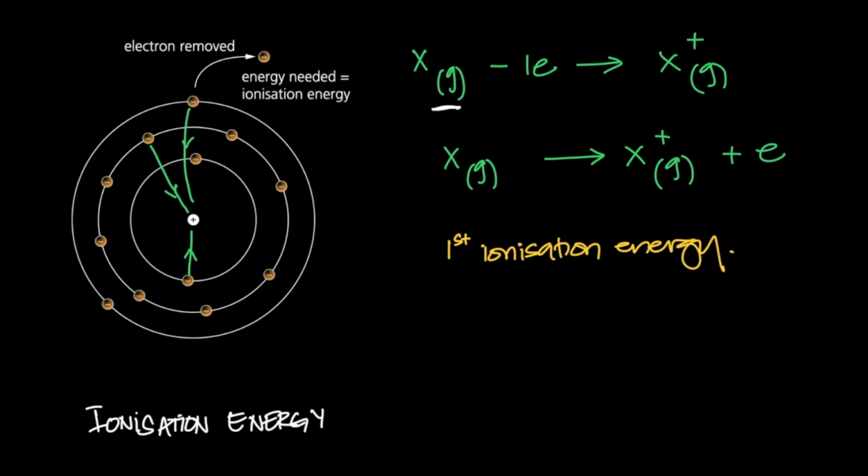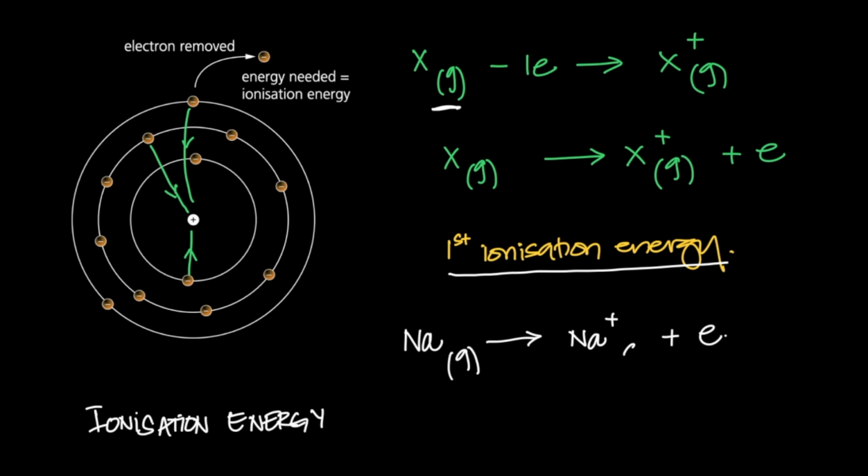You might think that metals lose electrons to become cations, and sodium is a good example of that. So sodium can lose 1 electron and become a positive ion. This is basically the equation that represents the first ionization energy of sodium.